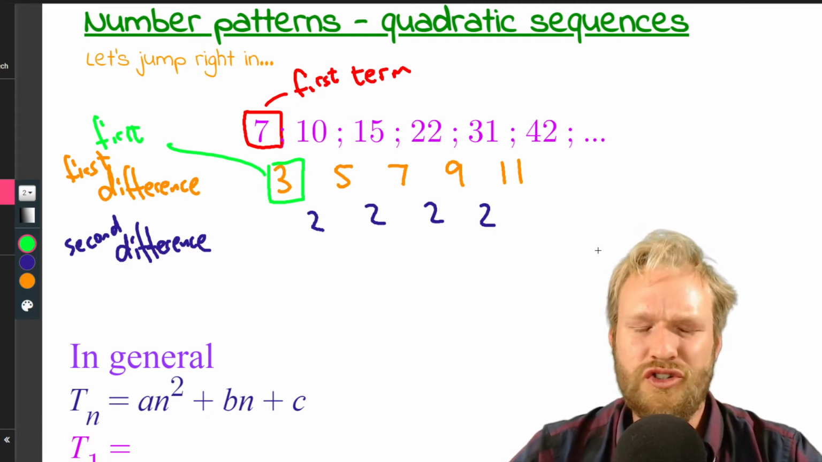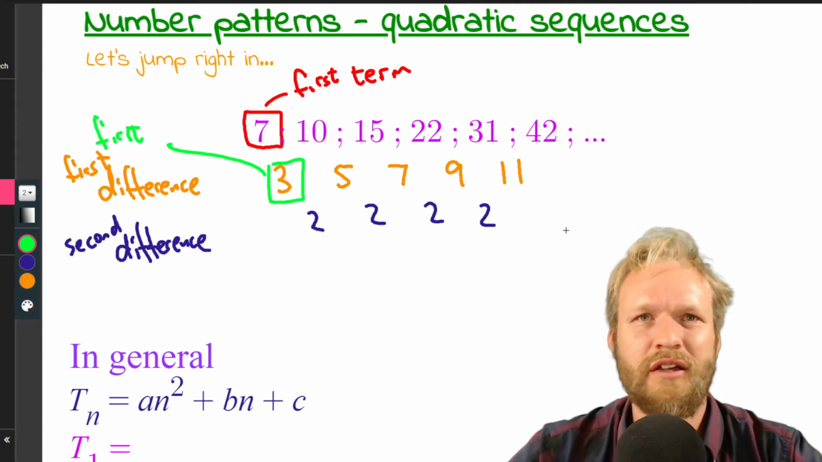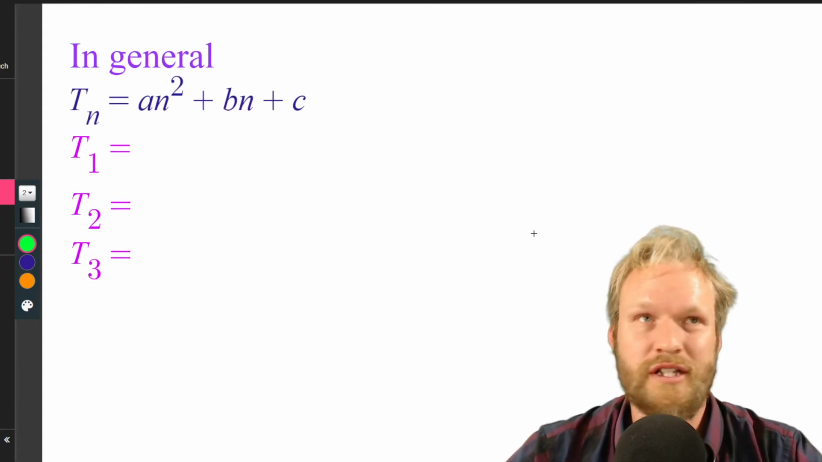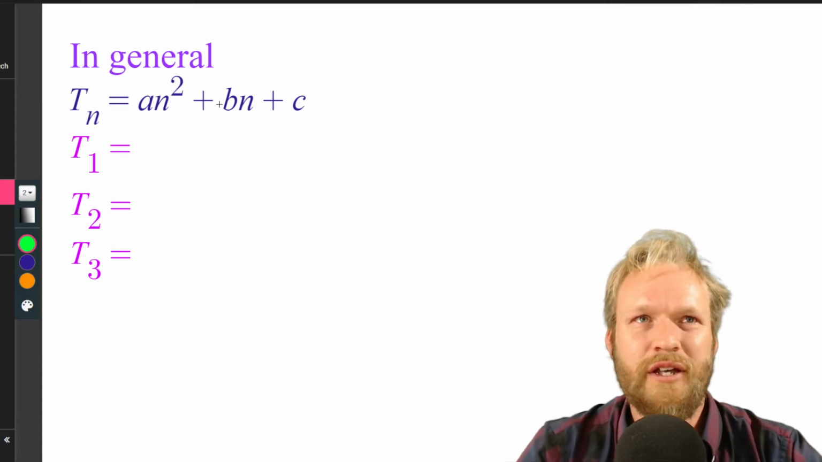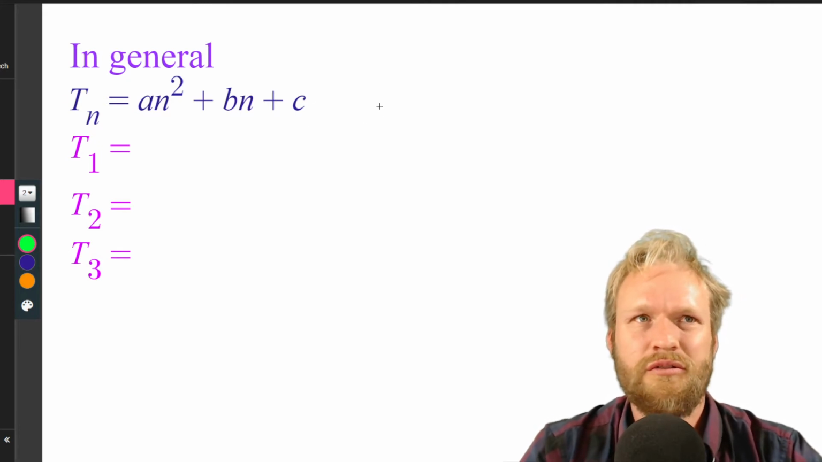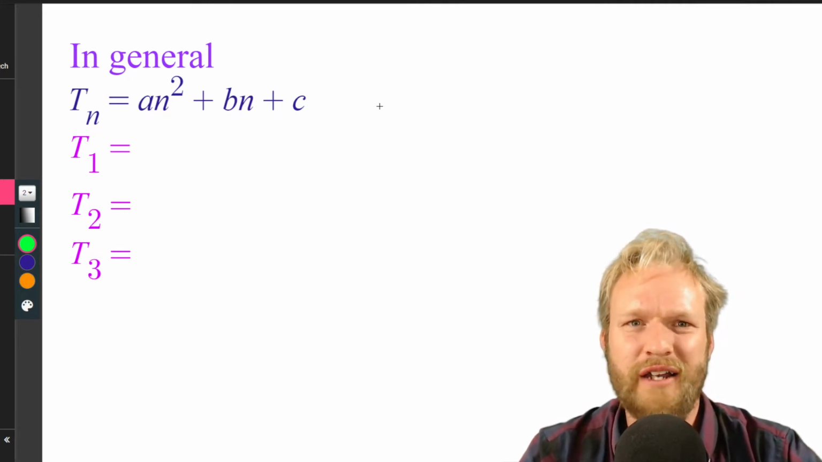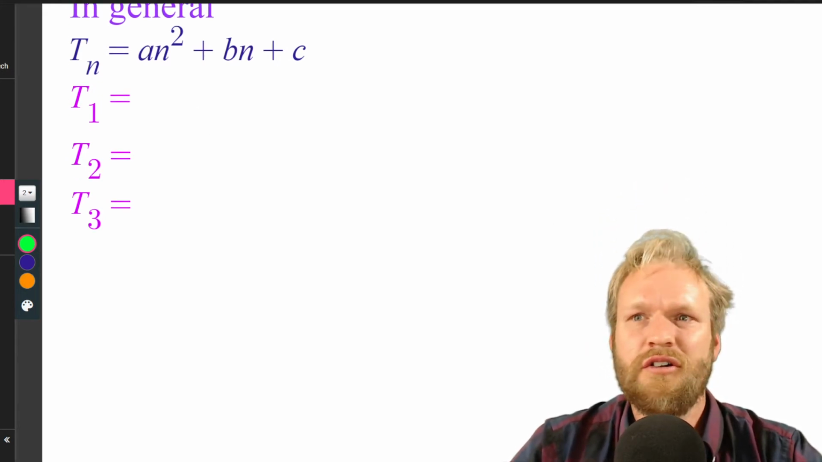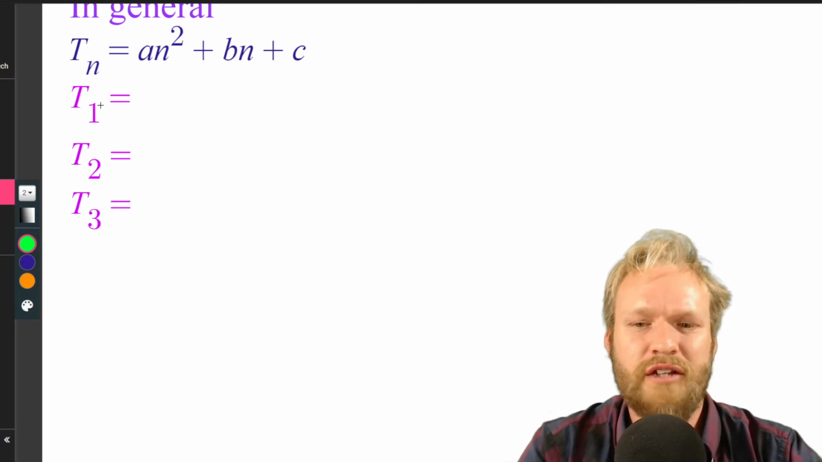Okay, let's jump abstract, or more general, I should say, and then we'll come back to this pattern over here. In general, I'm just going to tell you that our general formula is going to be of the form an squared plus bn plus c. Now it looks almost like a parabola type thing, right? We've got n squared, the squares, the quadratic. If that's our general formula, we're going to have to find out what a, b, and c are. Well, let's just sub in our first 3 terms and see what happens.